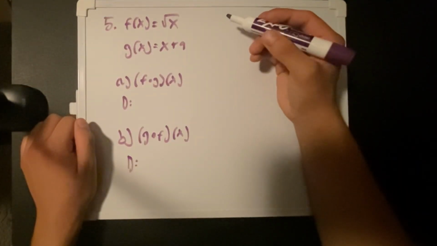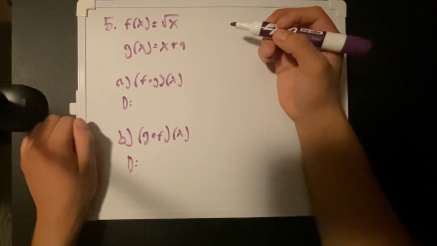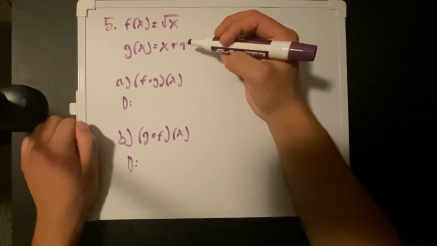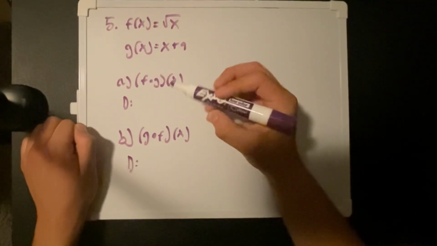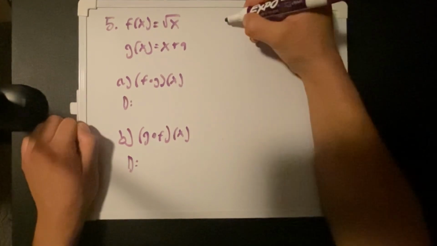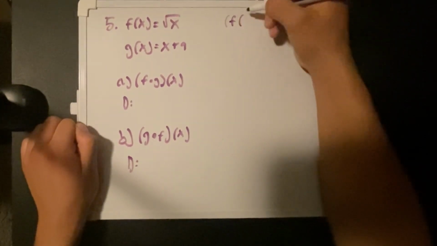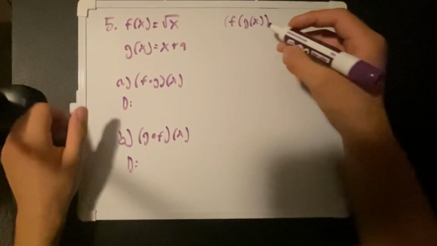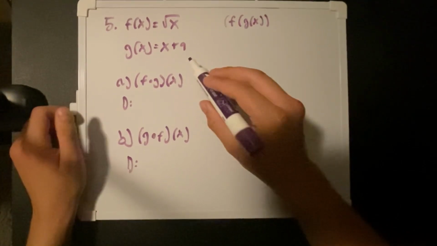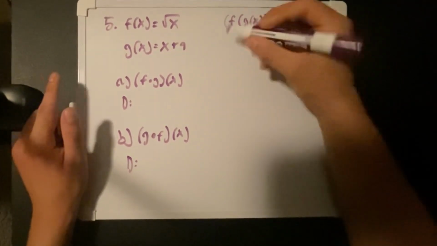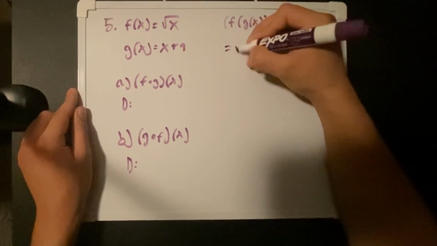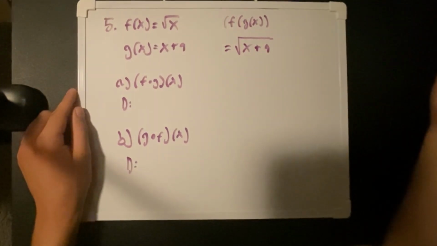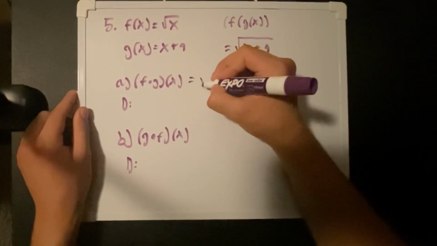For question number 5, we deal with another problem that uses composite functions. Here we have f of x equals the square root of x, and g of x equals x plus 9. For solution A, we have f of g of x. This, in short, is just f, where its x is replaced with g of x. So, let's see, we have g of x, which equals x plus 9, and we would just replace it for that x. So this will look like the square root of x plus 9. Now, that is your solution.